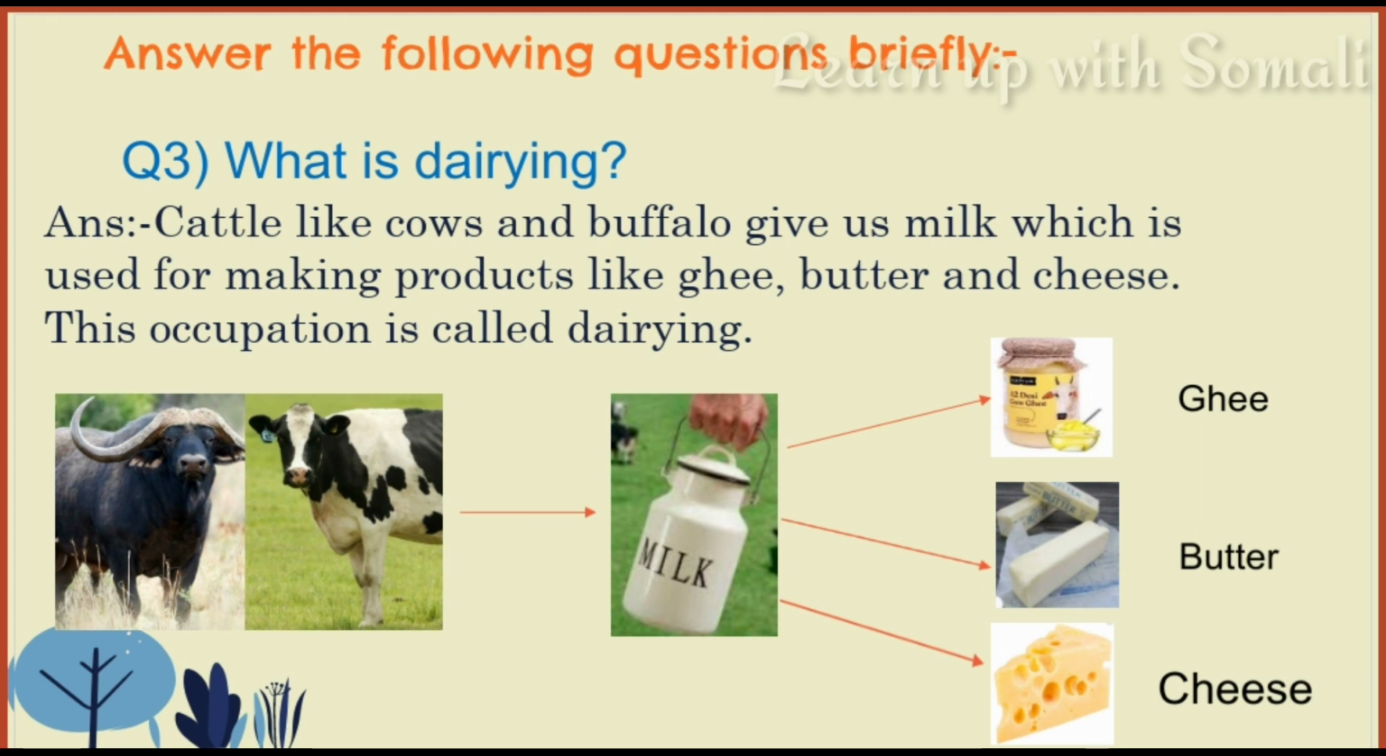Now question number 3, what is dairying? The answer is cattle like cows and buffalo give us milk which is used for making products like ghee, butter and cheese. This occupation is called dairying.